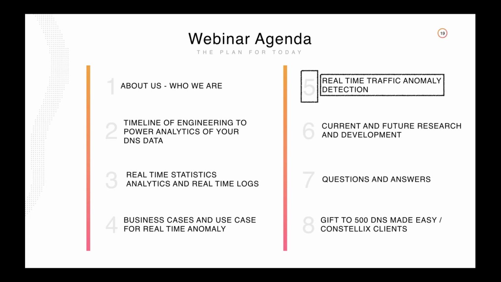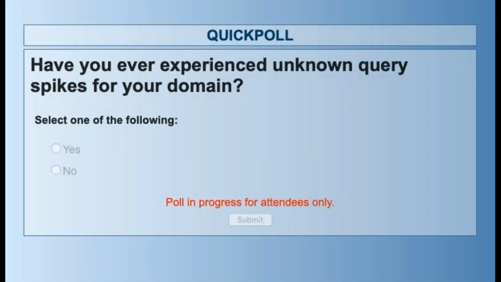So for right now, I do have one more question that we're going to go into just to keep it a little more interactive. The question is, have you ever experienced unknown query spikes for your domain, right? If you are on the IT side for your domain and have ever noticed a spike in query anomalies, I'm just curious, based upon the people on the phone call, okay?